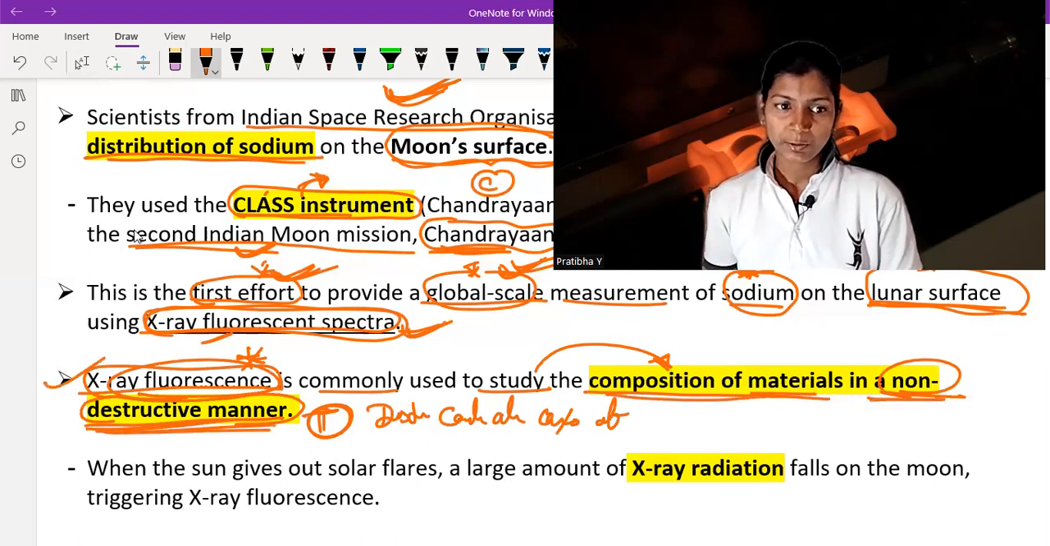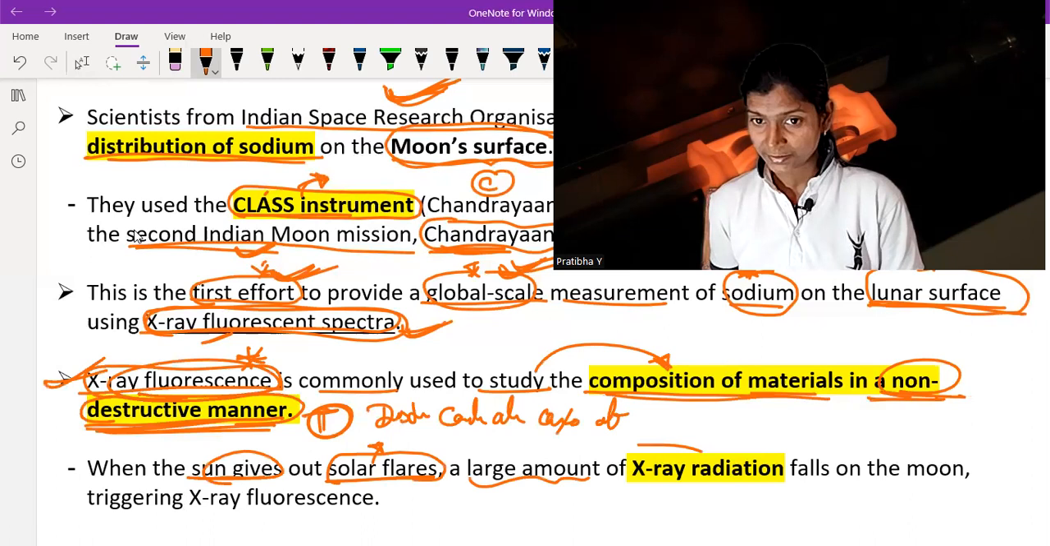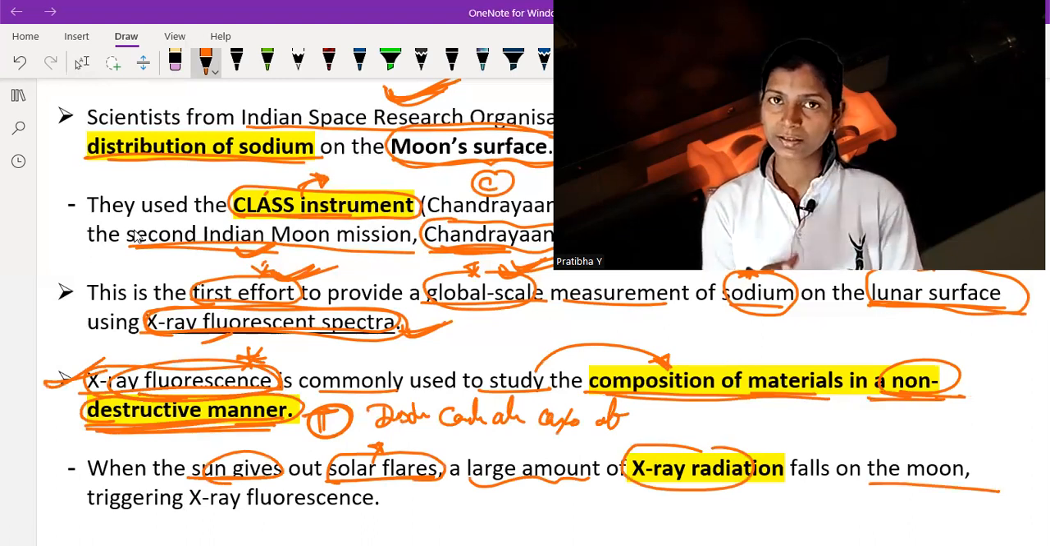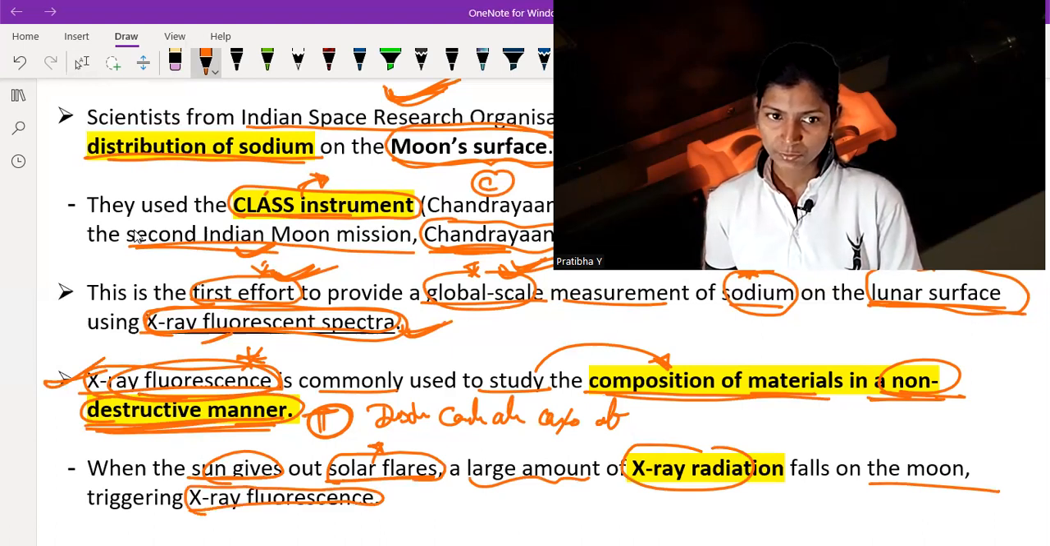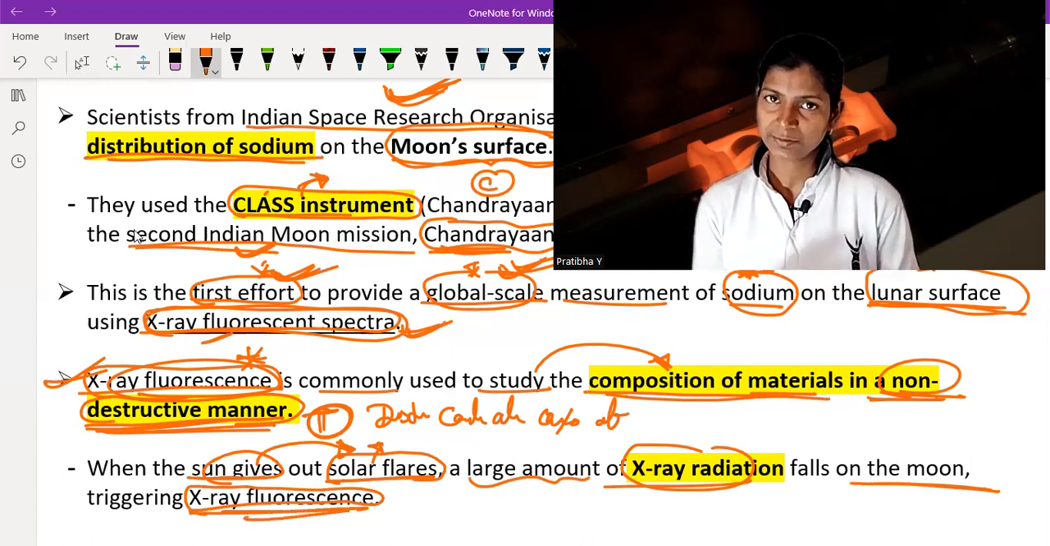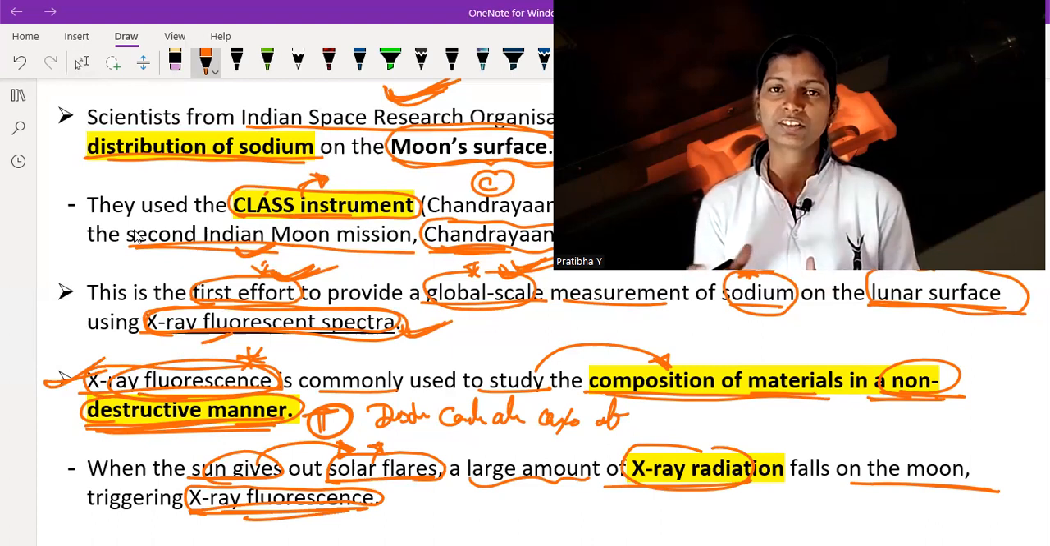Also important: the sun gives out solar flares through its dark patches. When the sun gives out a solar flare, a large amount of X-ray radiation falls on the surface of the moon, which triggers X-ray fluorescence. Because of solar flares, X-ray material is present on the moon surface, so we conduct X-ray fluorescence using the X-ray fluorescence spectra technology.